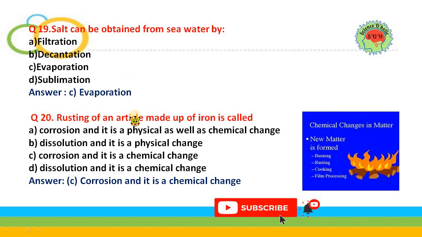Question number 20. Rusting of an article made up of iron is called. Just now we have seen the example that rusting of iron is a chemical change. Let's see the options. Option A, corrosion, and it's a physical as well as chemical change. Option B, dissolution, and it's a physical change. Option C, corrosion, and it's a chemical change. Option D, dissolution, and it is a chemical change. Option C is the correct answer: rusting of an article made up of iron is called corrosion and it's a chemical change.